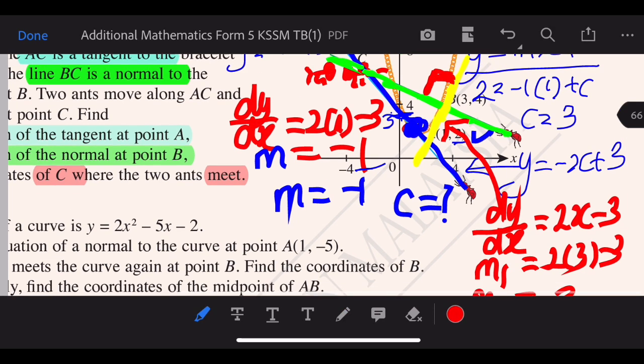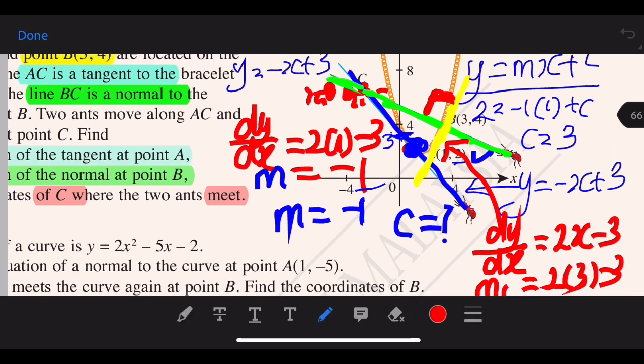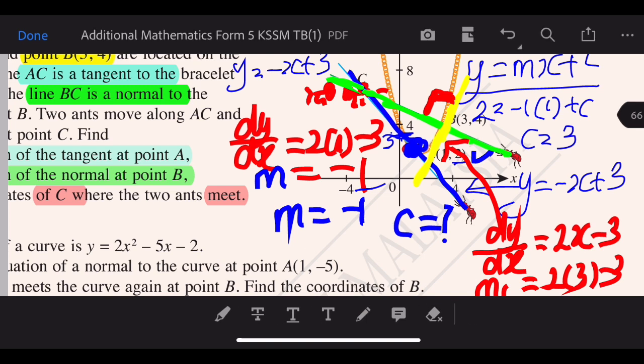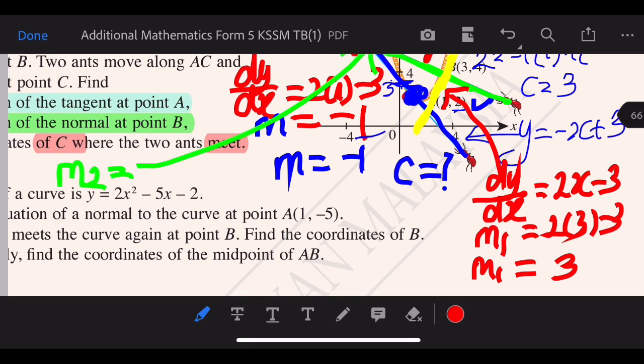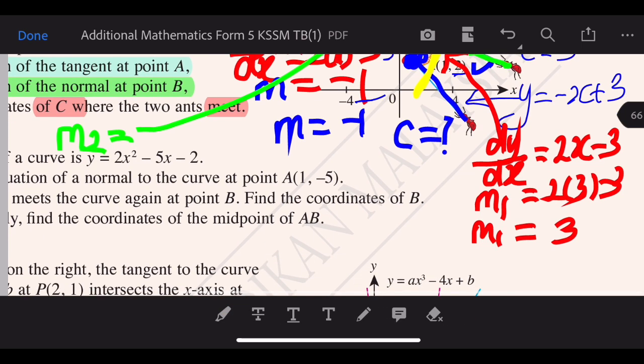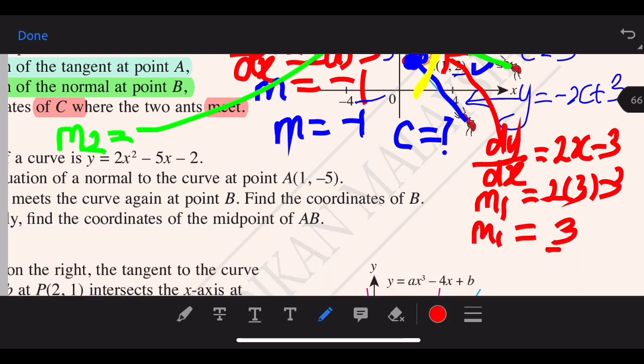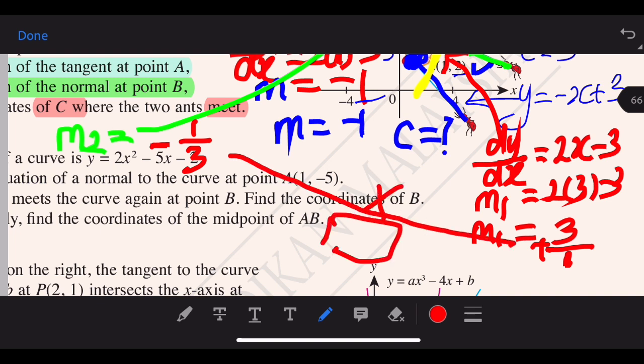You got the m1 already, right? The yellow line is m1, and the green line is the normal. So the gradient for the normal is m2. As you know, m1 and m2 are perpendicular, so when you multiply them, you get negative 1, right? Very easy, I teach you how to read. This one is 3 over 1. If this is positive, here must be negative. If 3 over 1, then the 1 must go up, 3 go down. Why? Because when you multiply these two numbers, you must get the product of negative 1.